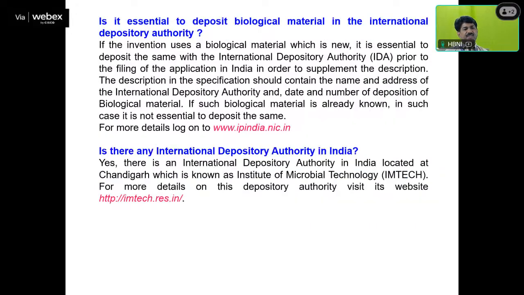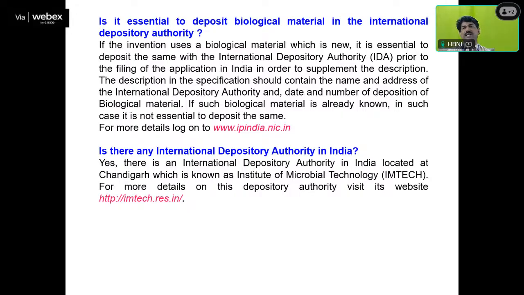So now, is it essential to deposit biological materials in the International Depository Authority? Because biological materials, it's having a separate section. So if some biological materials are applied for patenting, is there any authority in which we have to deposit that particular substance? If the invention uses a biological material which is new, it is essential to deposit the same with the International Depository Authority, that is known as IDA, prior to the filing of the application in India in order to supplement the description.